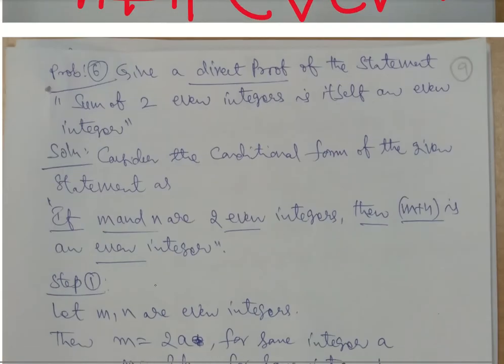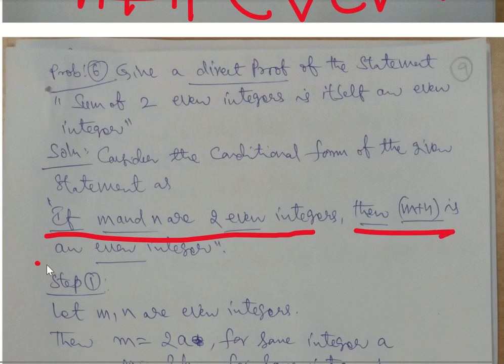So let us take one more problem and see how we can consider this. Give a direct proof of the statement: the sum of two even integers is itself an even integer. So again, the conditional concept is missing. So we can make it: if m and n are two even integers, then m plus n is an even integer. So whatever statement we have got, we have converted that into a conditional form.